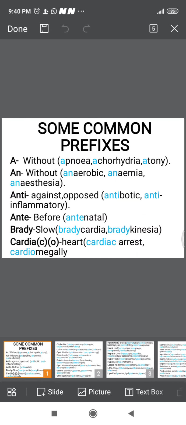Another prefix is an, which also means without. Example, anaerobic, and that means without. Aerobic means oxygen, that is without oxygen, and we know so many organisms that are anaerobic, that live without oxygen.